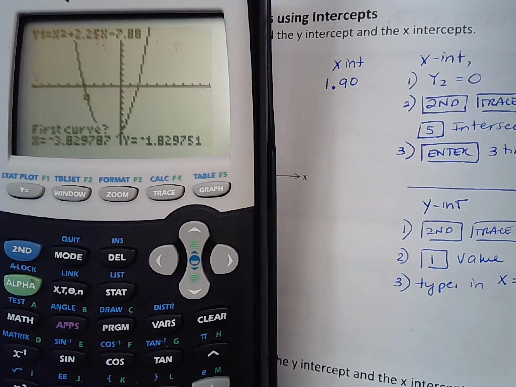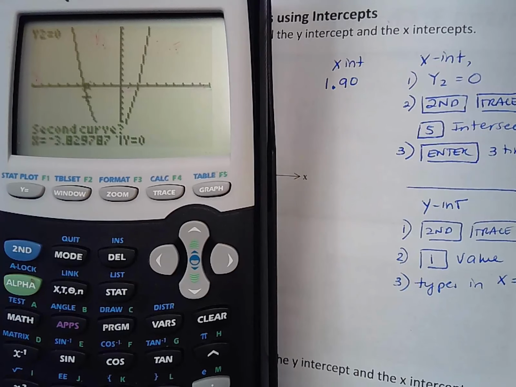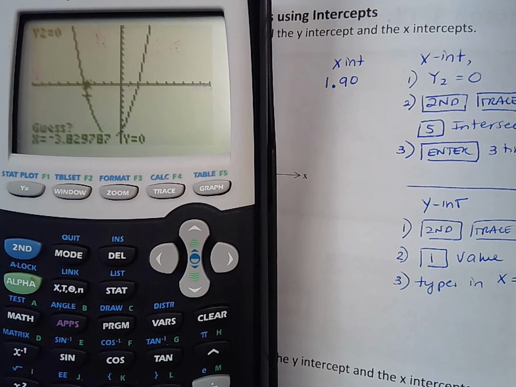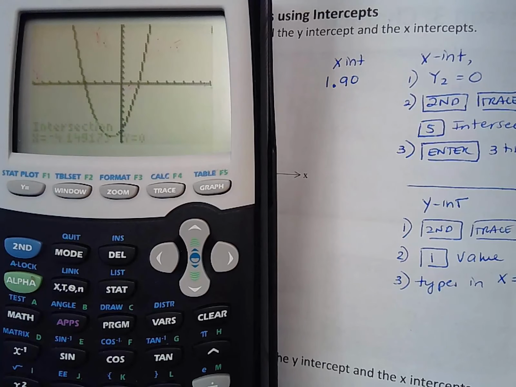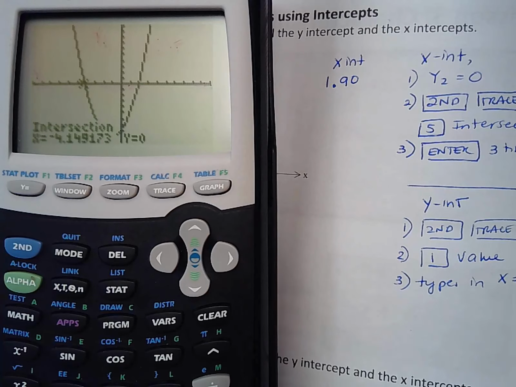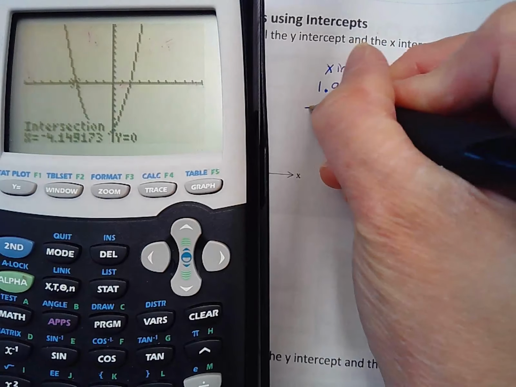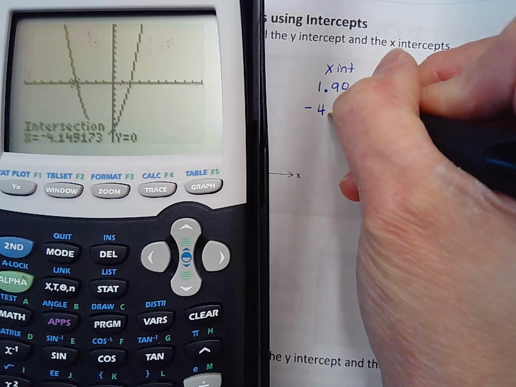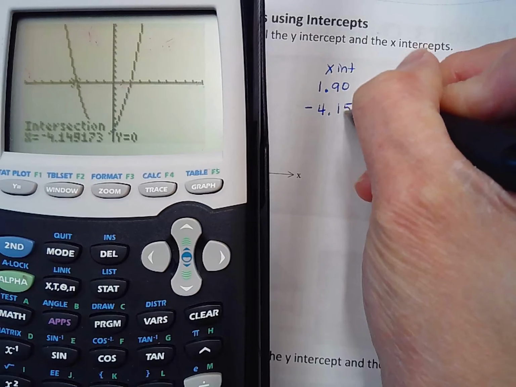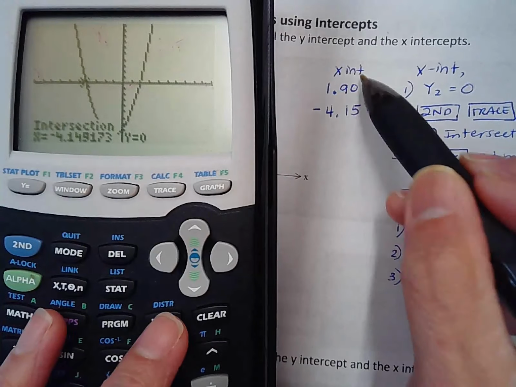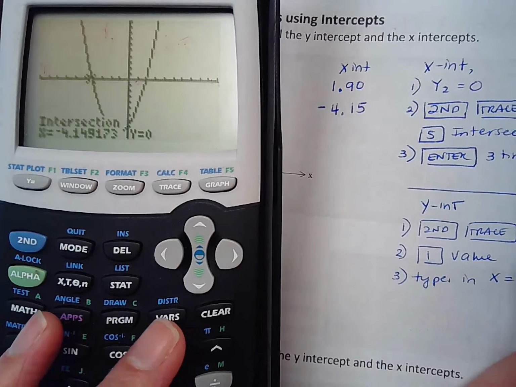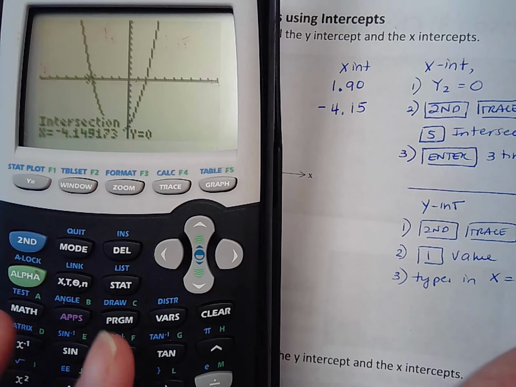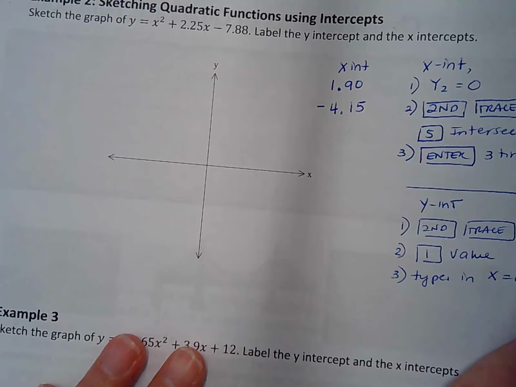And then they're gonna keep asking, is this your first curve? Yes, enter. Is this your second curve? Yes, enter. It's basically 3 enters, right? So the other x-intercept is negative 4.15. So these are our 2 x-intercepts. Negative 4.15, yes? Okay.